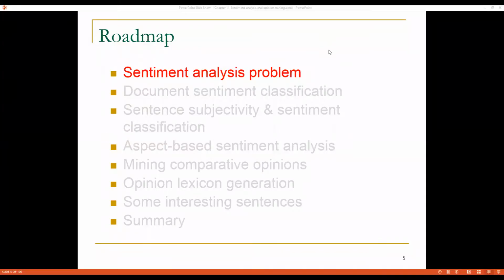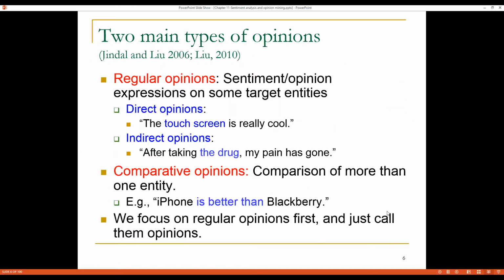Okay, so let's first talk about the sentiment analysis problem. There are two main types of opinions: regular opinions and comparative opinions. Regular opinions are sentiment or opinion expressions on some target entities. For example, a direct opinion would be "the touchscreen is really cool," and an indirect opinion is "after taking the drug, my pain was gone." There are also comparative opinions, a comparison of more than one entity. The example they give here is "the iPhone is better than the BlackBerry." We focus on regular opinions first. We just call them opinions.